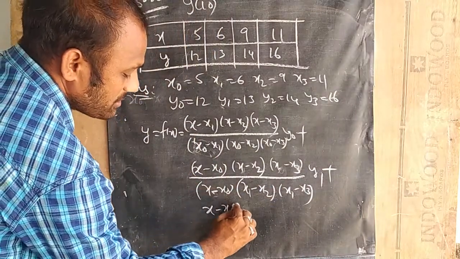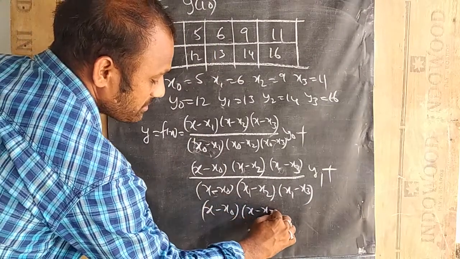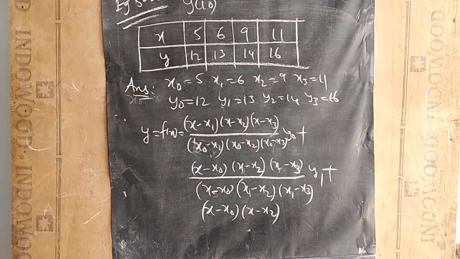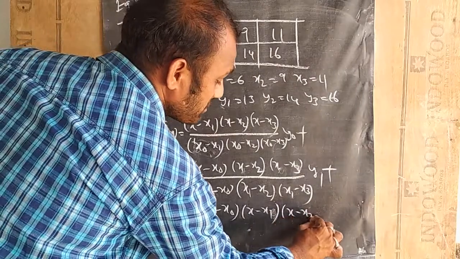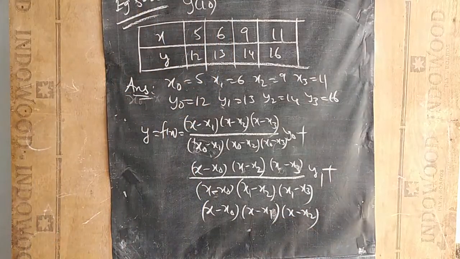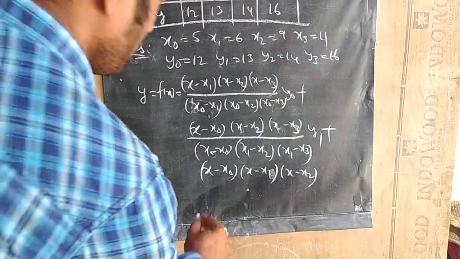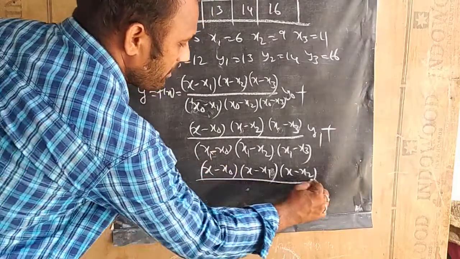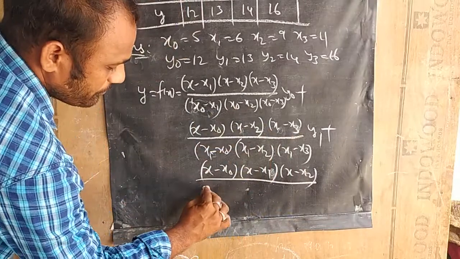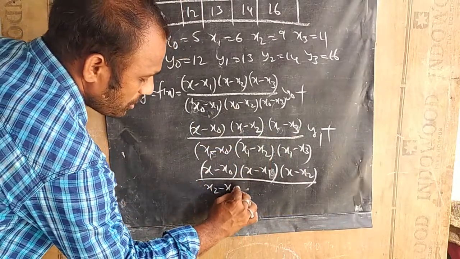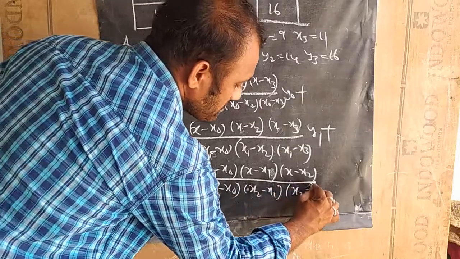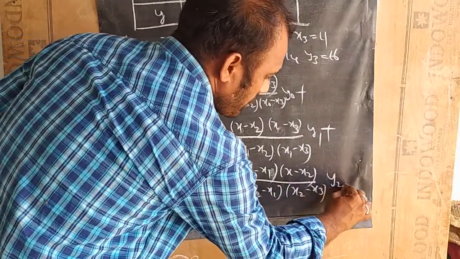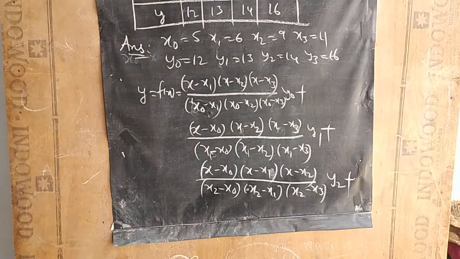The third one: x minus x0 into x minus x1 into x minus x3, divided by x2 minus x0, x2 minus x1, x2 minus x3, into y2, plus. So two terms are completed, now the last term.